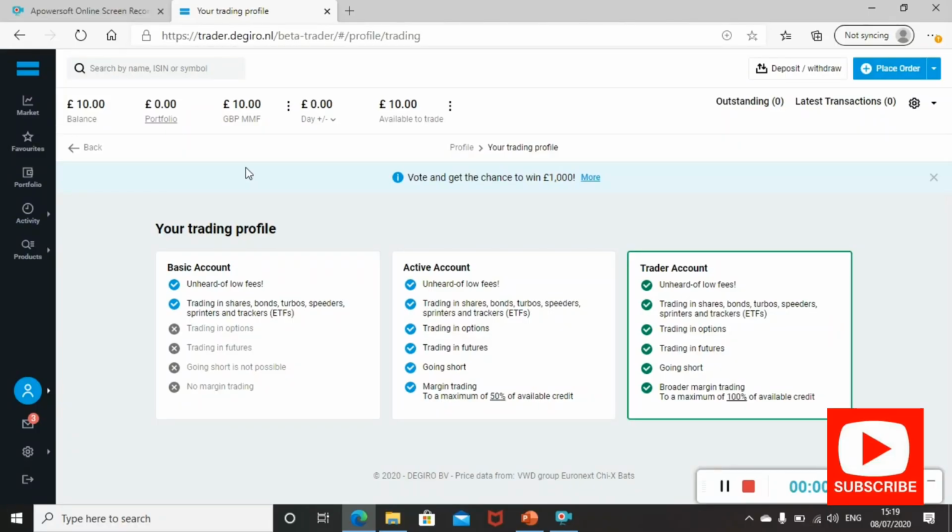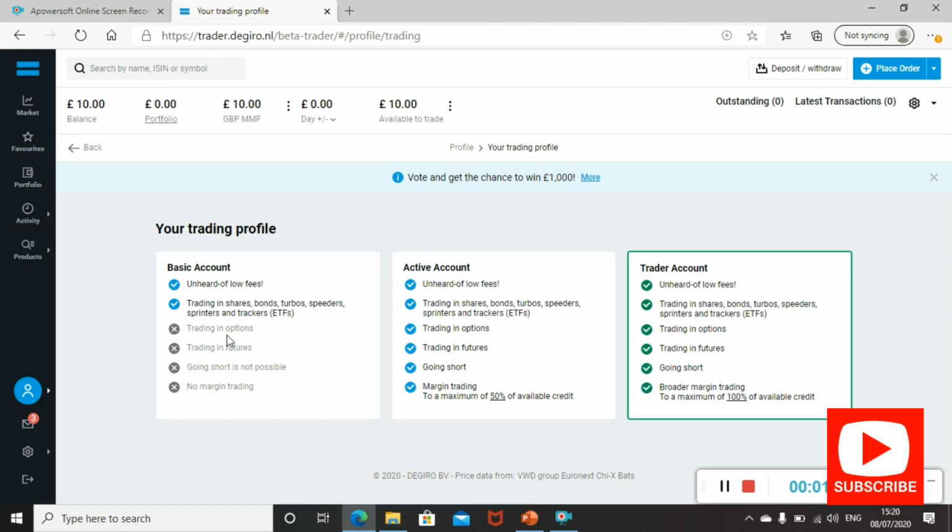Before we actually move on to the options trading, just remember that in order to trade options with Degiro, you're going to need an active or a trader account, and you're not actually offered either of these when you sign up. You're normally offered either a basic or a custody account. The only route that won't allow you to trade options is if you choose the custody account. It's never going to be enabled, so ensure that you sign up with a basic account first of all. Even then, you can see that trading in options is disabled.